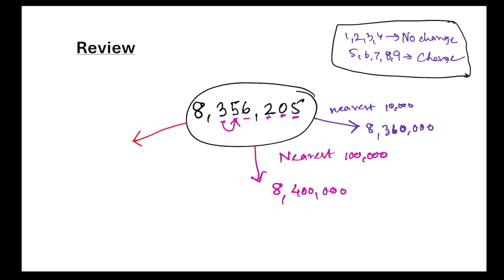Let's round to the nearest million. Step 1, we have to find the place value digit of the millions place. Ones, tens, hundreds, 1,000, 10,000, 100,000, million. So the million place value digit is 8. Look at the previous 100,000 digit, 3. 3 means no change. So there will be no change in the million place value. So 8,356,205, the nearest million will be 8 million.